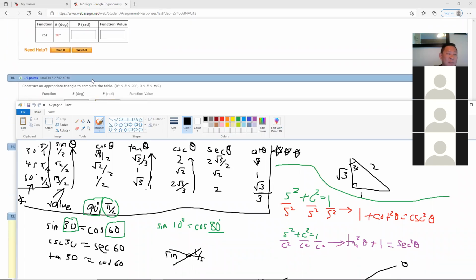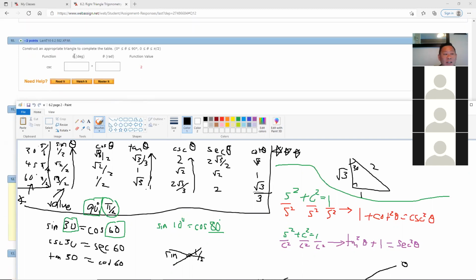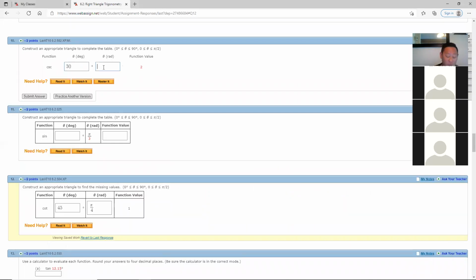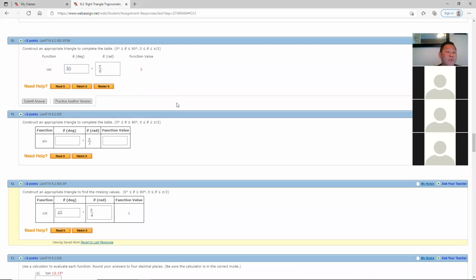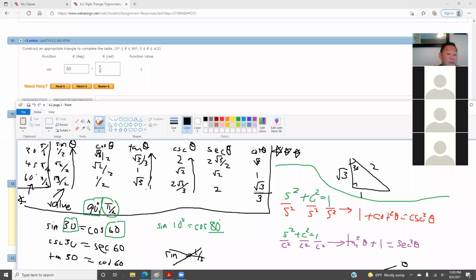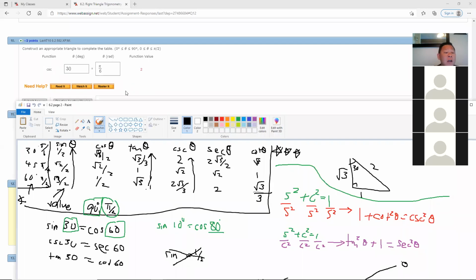Same thing with question number 10 here. They give us the cosecant, but the function value is 2. So they want to figure out what is the degree in radians. You look at the cosecant here, and the value is 2. So in this case, cosecant 30 degrees or pi/6 is 2. So your answer will be either 30 degrees or pi/6. This is how we do this kind of question, and we call this inverse function or inverse trigonometric function. You will learn this at the end of chapter 6. Okay.